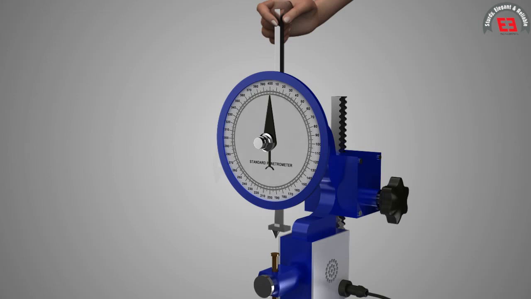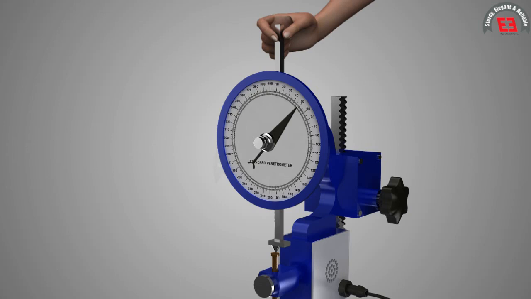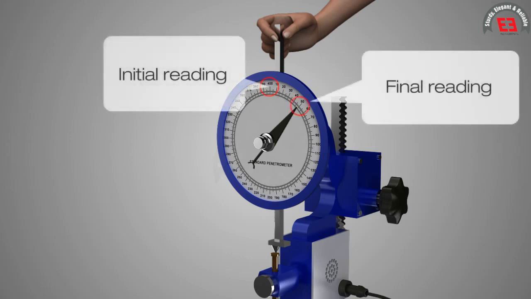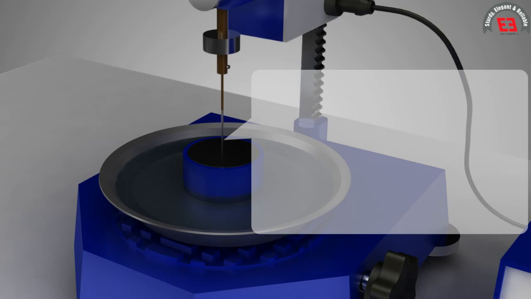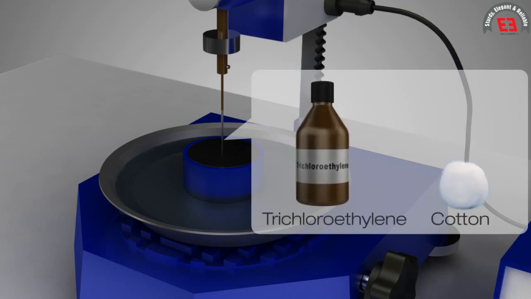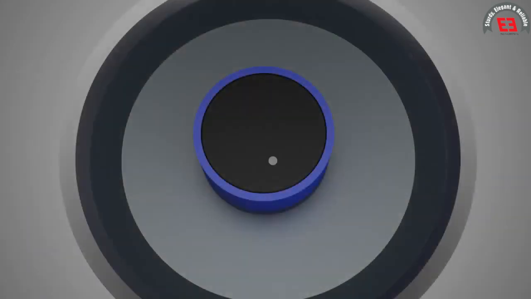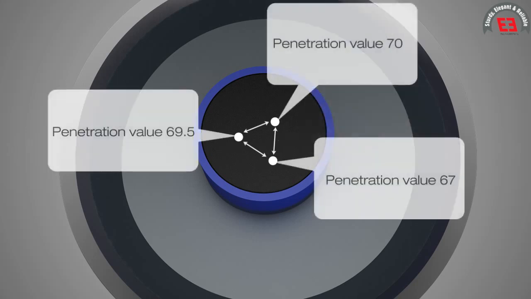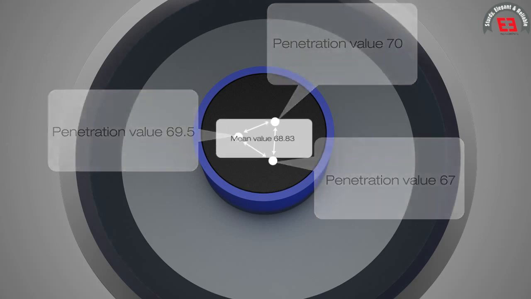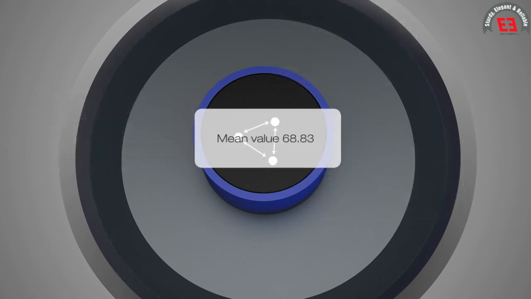The final reading is taken on the dial by rotating the knob. The difference between final reading and initial reading is noted as penetration value in 1/10 of mm. After each test, the needle is cleaned with trichloroethylene and dried. At least 3 such measurements are made on this sample at testing distance of not less than 10 mm apart. The mean value of 3 consistent penetration measurements is reported as the penetration value.